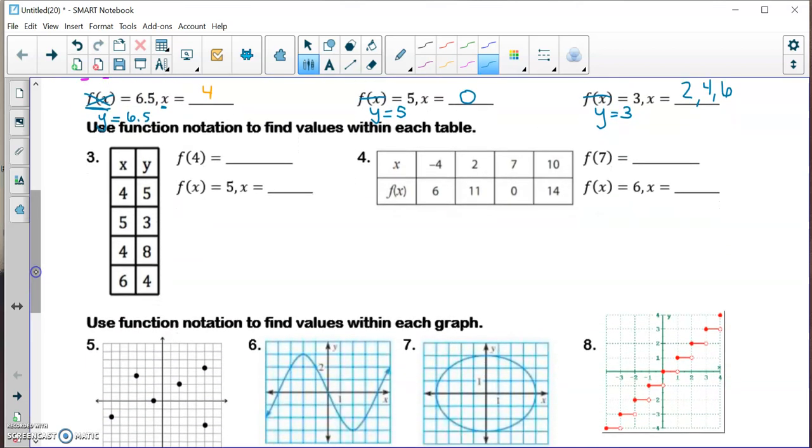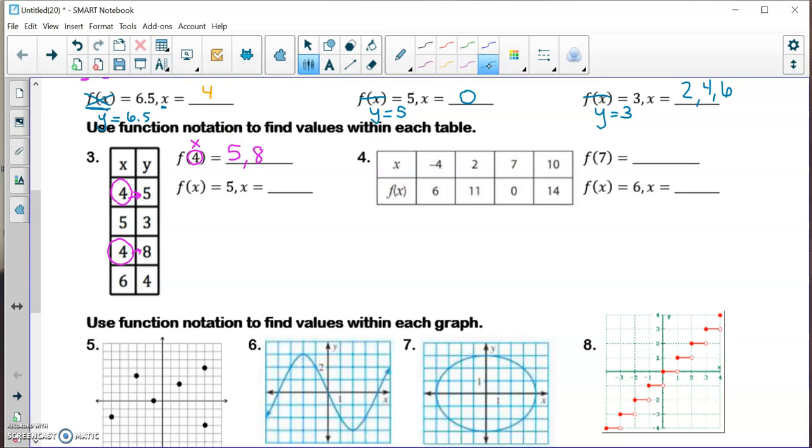Now we're going to use function notation to find values within a table, which is very similar to a relation. So I want f of 4, which remember if it's in parentheses, that's really an x value. So I find the x value of 4, which I actually have 2 of them, and I write down the y values that are paired with that, which are 5 and 8.